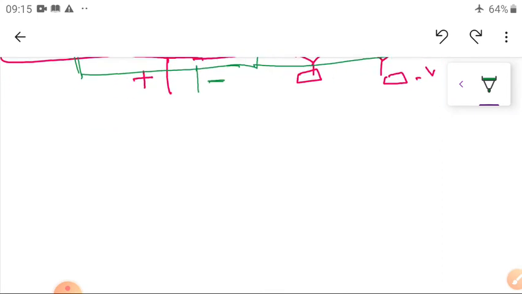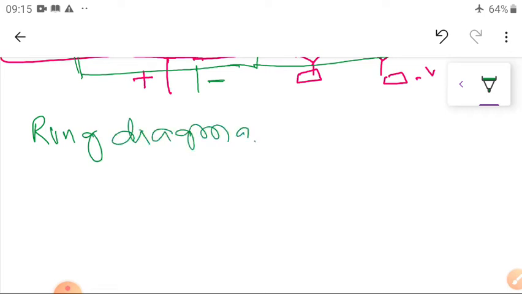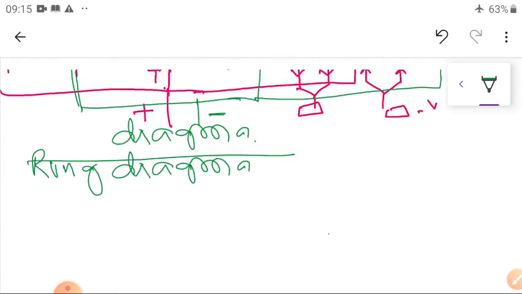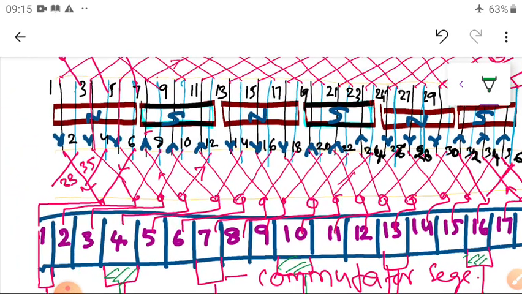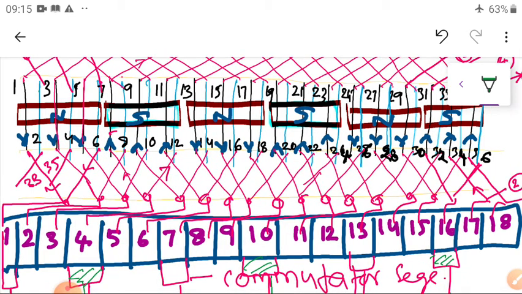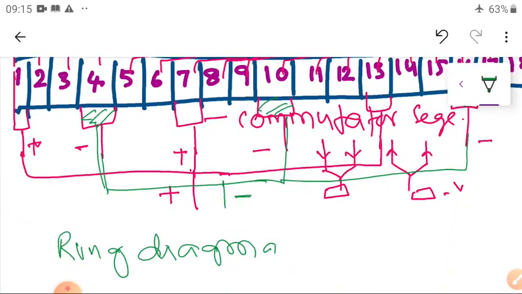Now you are required to write the ring diagram. Okay, ring diagram. Simply, what are the conductors? That means connections from 1 to where it is going. Simply write the simple connections side by side: 1 to 8, 8 to 3, 3 to 10, 10 to 5. Just based on the table, write the winding diagram.